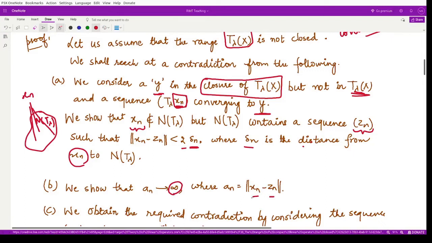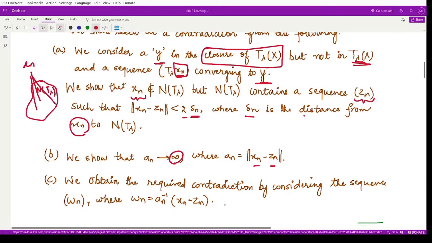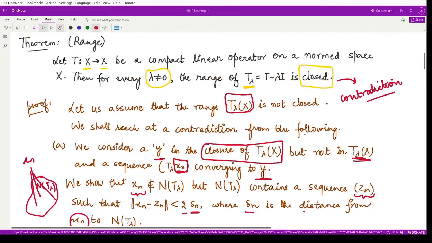So this is one thing, and using this we'll again reach the final contradiction by proving that there is a sequence wn where wn is equal to the sequence xn minus zn divided by an. And what is an? The norm of xn minus zn. So basically your wn is nothing but the sequence xn minus zn divided by the norm of xn minus zn, right? So by considering this, we finally are going to reach our so-called contradiction, which would then prove that the range is a closed set.